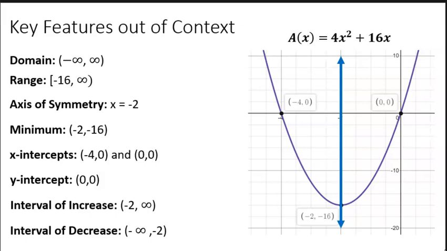It's important to understand the meaning behind each key feature so that you do not get confused when listing or reading key features. For example, the minimum of a function is a coordinate point. It's listed as an ordered pair with parentheses. This is not interval notation. But the interval of increase, which gives all the x values when y is increasing, is also listed with parentheses and is written in interval notation.